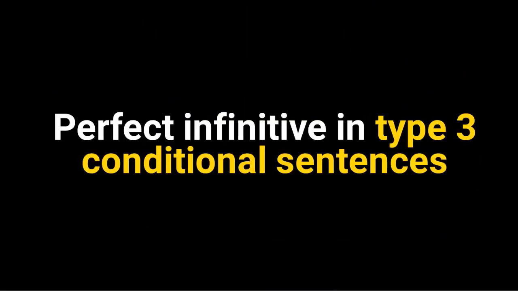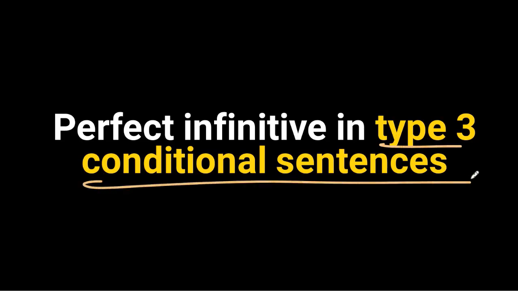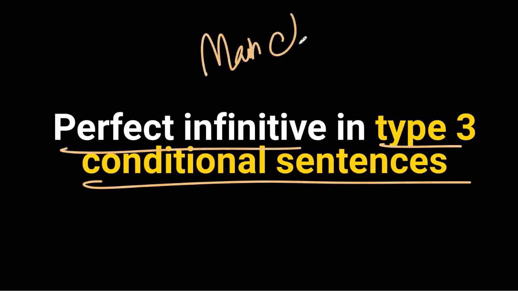All right. Now understand, we also use perfect infinitives in type 3 conditional sentences. A type 3 conditional sentence is a combination of two clauses, a conditional clause and a main clause. We use a perfect infinitive in the main clause. In the main clause, right?